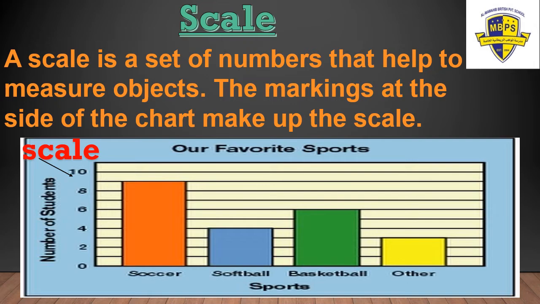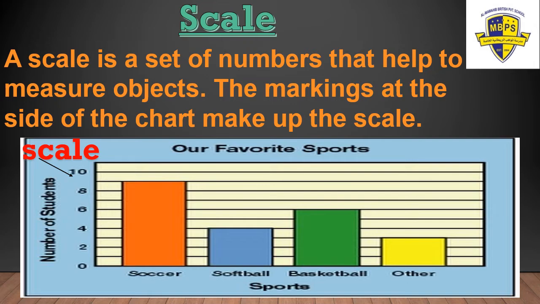So now if you look at this bar chart, we have a title. Can you tell me what is the title of this bar chart on top? Very good. It says our favorite sports. Now we have 4 different sports here. Can you tell me which are the 4 sports? We have soccer, we have softball, basketball, and other. Other means some other different sports which are not in this bar chart.